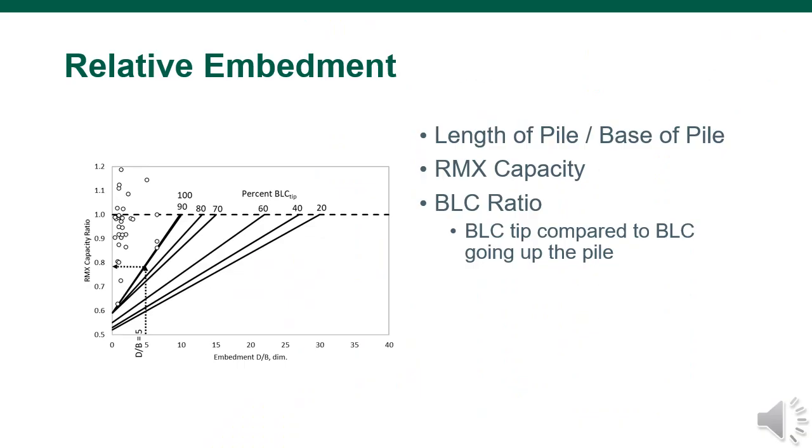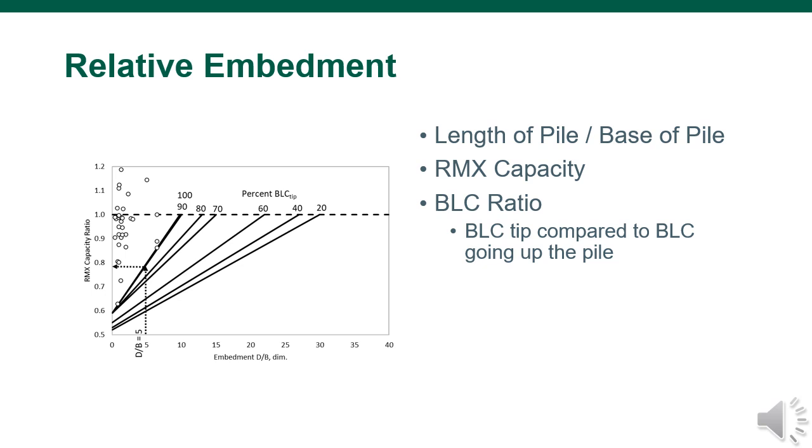So then what we did is we decided, okay, let's take all of our capacity ratios and this new relative embedment, and put it in terms of the D to B ratio, or the length of the pile divided by the base of the pile. And we're going to see how it changes as we go from a 20% blow count all the way up to 100% of the blow count. So here we have the data plotted for the 100 or 90. It's about the same. It doesn't really matter. And what we can do is create this sort of envelope. As you see, 90 and 100 are right on top of each other. 80, 70, everything else starts getting a little further away.